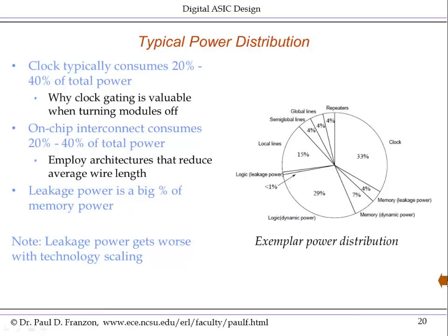Here I'm illustrating some of these issues in a different way, looking at some different issues actually. Here is an exemplar power distribution for a chip. I've actually forgotten which. What you'll see here is, again, logic is not the majority of the power. What's the single biggest consumer of power on this chip? It's the clock. The clock toggles every clock cycle, and it goes to each and every register.